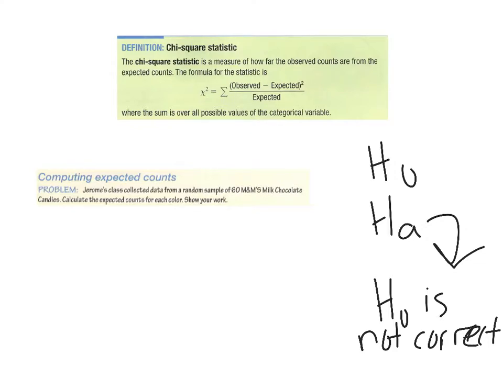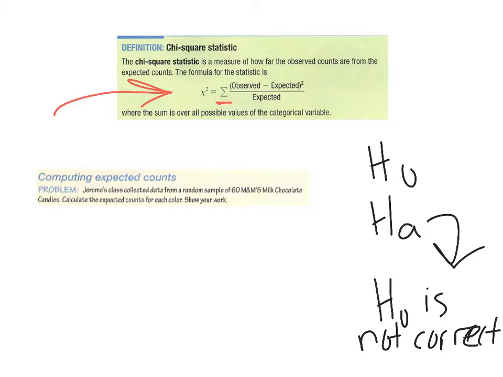So if we're going to be comparing our observed to our expected, then we need to know how we're going to be counting our expected. If you look at your chi-square statistic, this is how we get it. This is our formula up here. Chi-squared equals the sum of the observed minus the expected, squared, over the expected. So basically you have to do this for every single one.